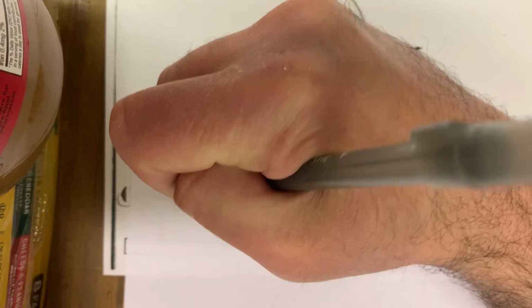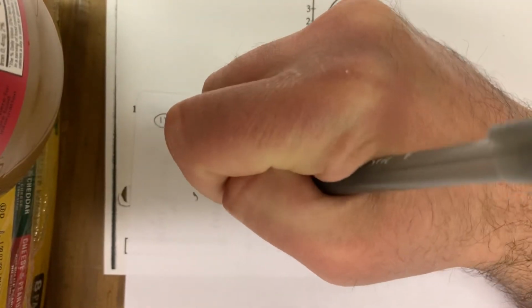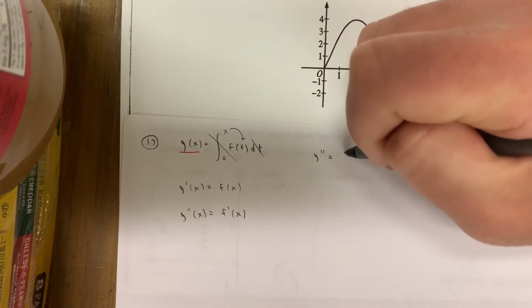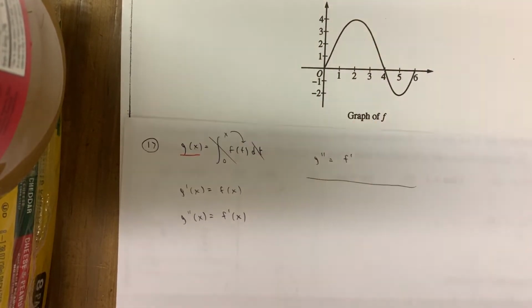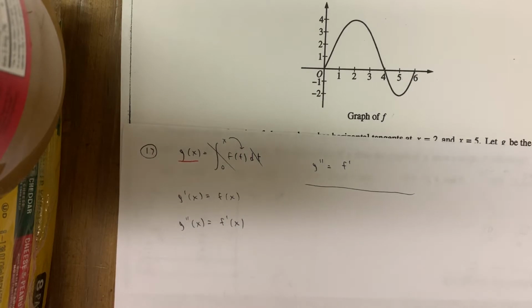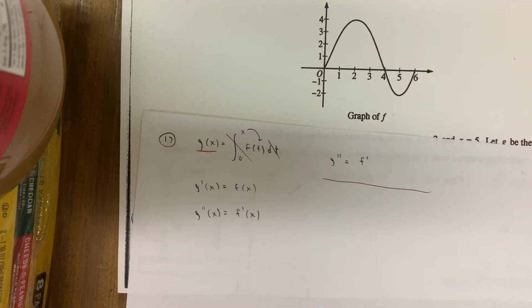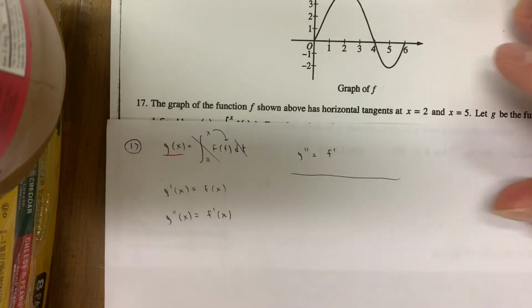So I know that g double prime of x is really just f prime of x. So that's the line I want to draw, the g double prime line, which is really the f prime line. Are you telling me I want to draw the line for the derivative of the graph that I'm given? Because that's when we check slope, increasing and decreasing.